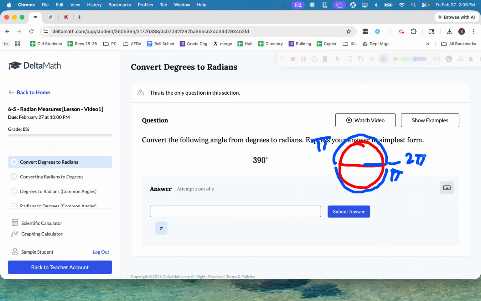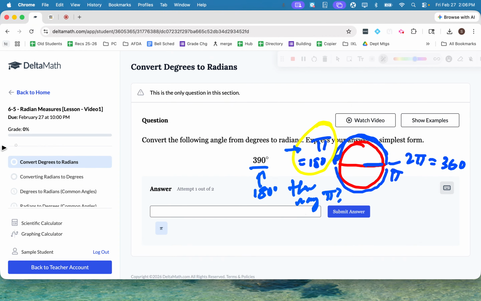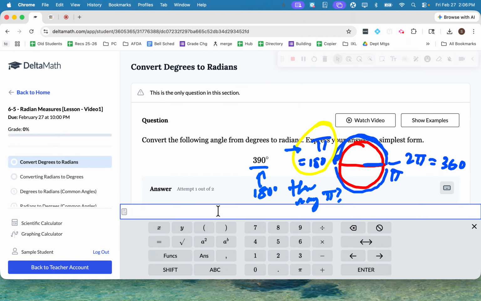So that means 1 pi, halfway around the circle, is worth 180 degrees. 2 pi is worth 360. But knowing this fact, if we're converting 390 degrees to radians, which uses pi, we've got to ask how many 180s fit in 390? How many pi? Well, let's find out.